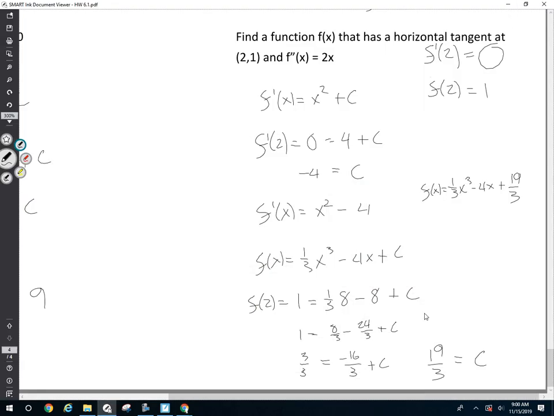All right. That's it for Unit 6, Lesson 1.